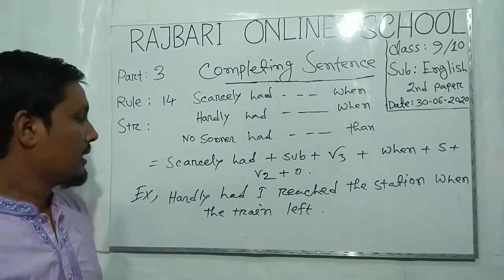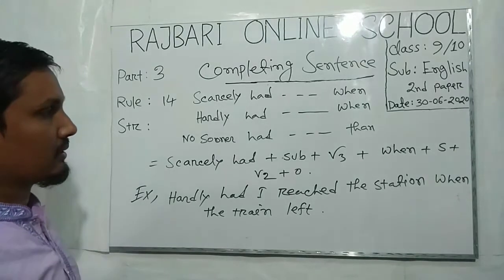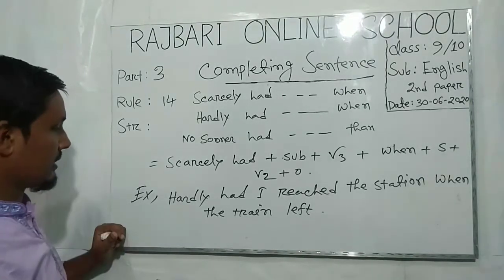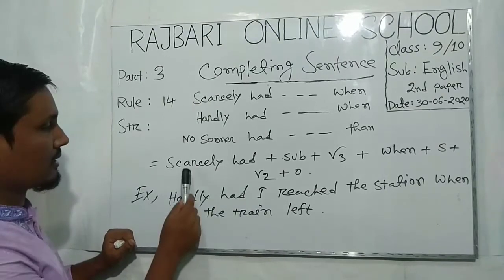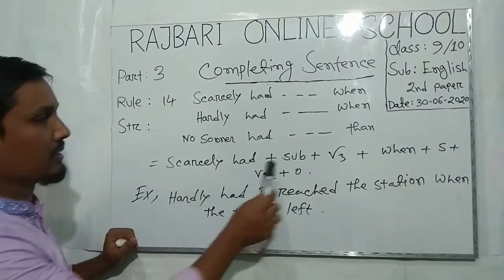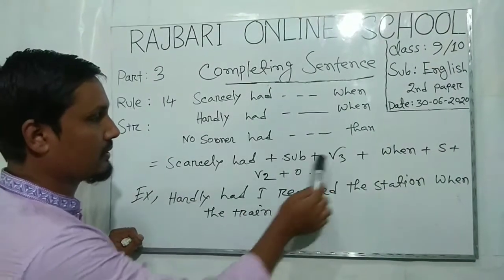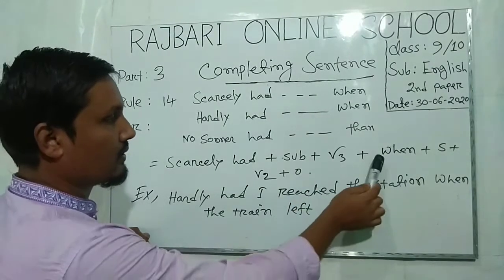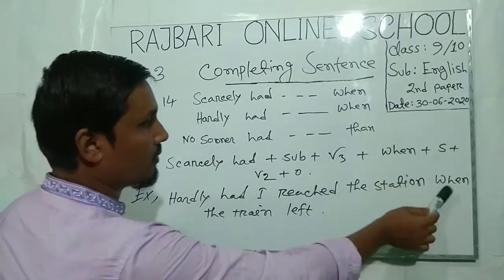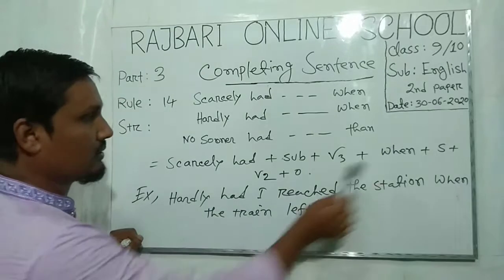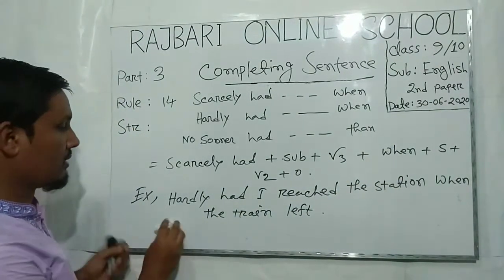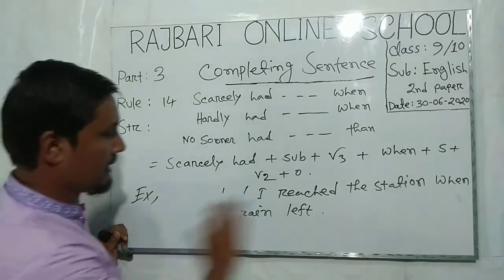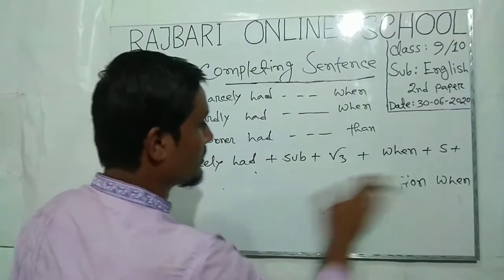Okay, let's see the rules and example again. Hardly had, here I have used scarcely had, same to same. Subject I, verb 3 reached, object the station, when subject the train, verb 2 left. Okay, my dear student, can you understand? Okay, let's see another rule.